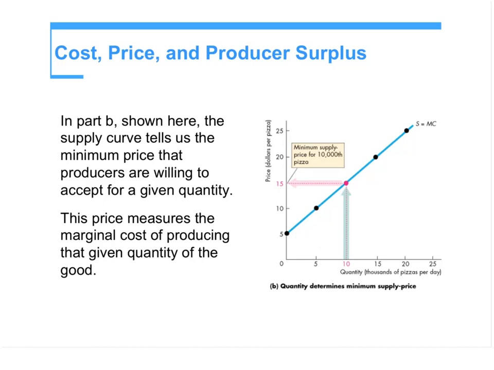So cost, price, and producer surplus. In part B shown here, the supply curve shows us the minimum price that the producers are willing to accept for any given quantity. So the price measures the marginal cost of producing a given quantity of a good.